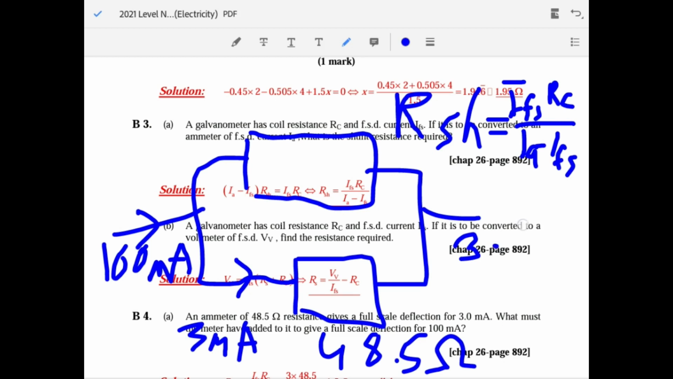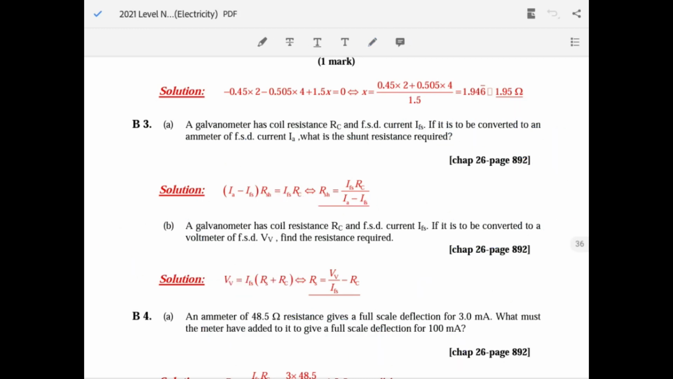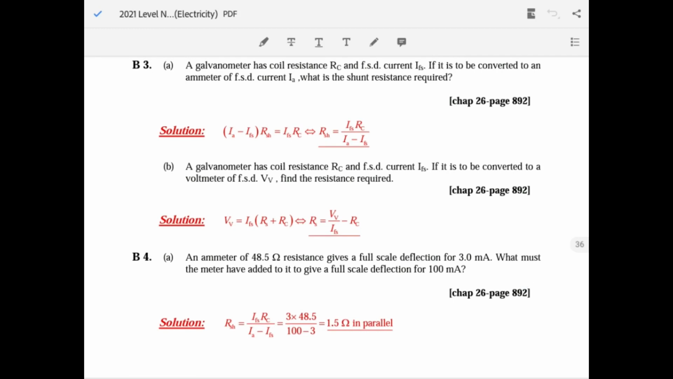And then R shunt is 48.5, and then IA minus IFS is 100 minus 3. Now let me take the calculator out here, and 3 times 48.5 over 100 minus 3, it's 1.5. So R shunt is 1.5. That's what you need to add. There you go, in parallel, obviously, as you saw in the diagram.